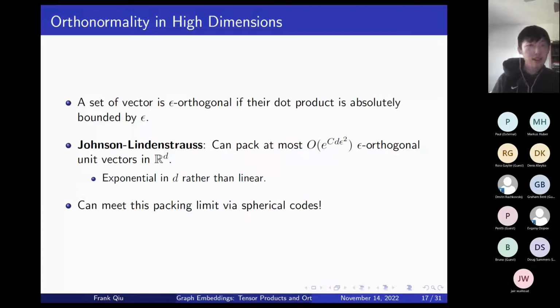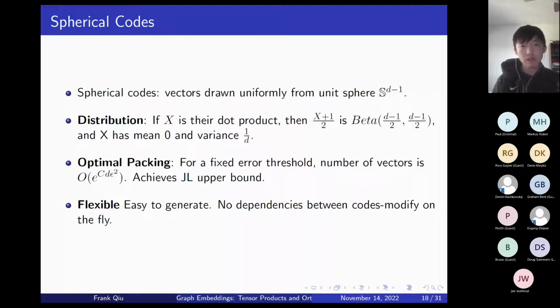And in fact, via a specific code called spherical codes, we can match this packing limit. So what are spherical codes? Quite simply, they're just vectors drawn uniformly from the unit sphere. I'm going to skip all the proofs, but you can show that their dot product, or a version of their dot product, follows a beta distribution with mean 0 and variance 1 over d. And you can also show that assuming a fixed error threshold of violating epsilon orthonormality, you can pack this number of vectors into the same space using these spherical codes.